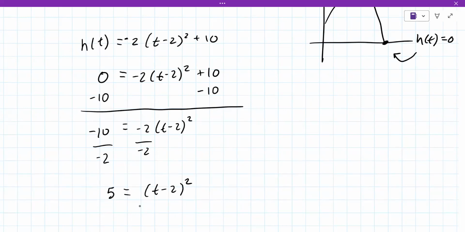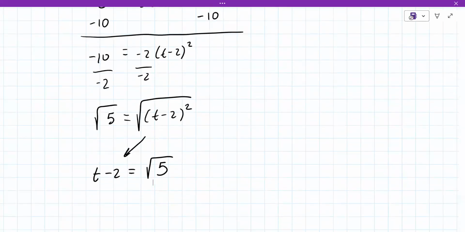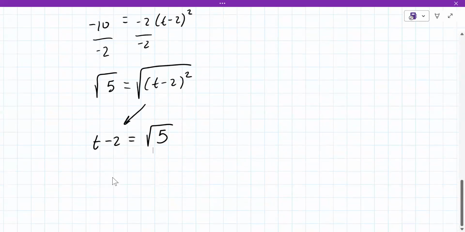5 equals 2 minus t, squared. From here, you can just take the square root of both sides. I'm just going to switch sides here. It becomes t minus 2 equals the square root of 5. And then what's left to do is to add 2 to both sides.